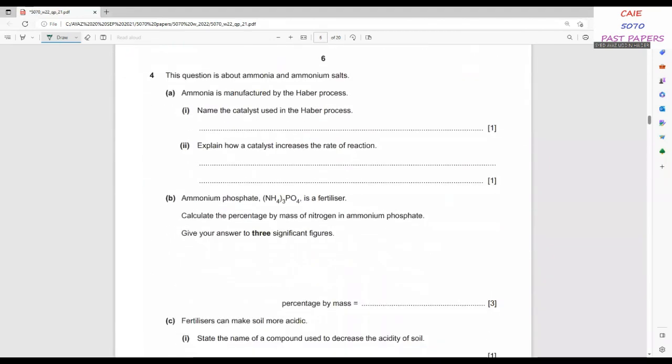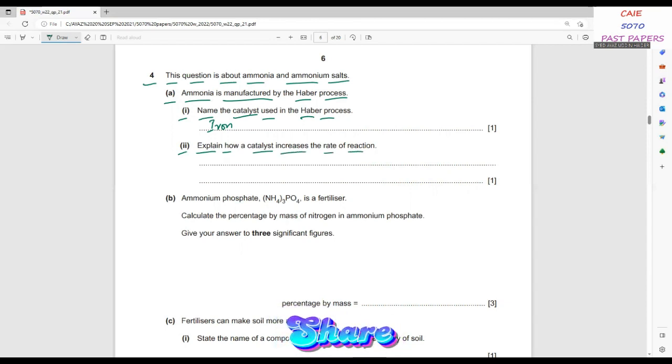Question number 4. This question is about ammonia and ammonium salts. A. Ammonia is manufactured by the Haber process. Number 1, name the catalyst used in the Haber process. This is very easy. You know the catalyst. This is iron. Number 2, explain how a catalyst increases the rate of reaction. It simply lowers the activation energy of the reaction.